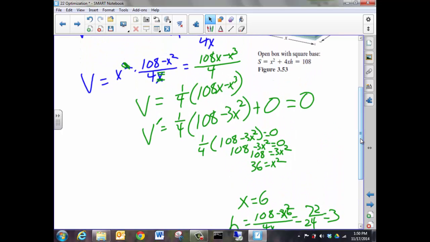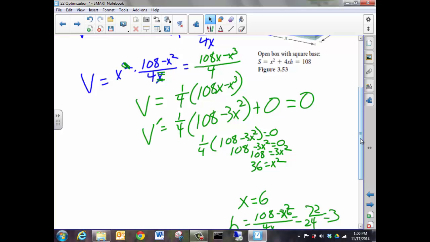Ooh, big question. Who remembers another way to determine that this is a max without doing a sign line? Second derivative. What's the second derivative of this thing? Can anybody tell me the second derivative of this by inspection? Just by looking at it? Yeah, you can. What's going to be the derivative of this thing here? Negative 6x. And when I put 6 into negative 6x, is it positive or negative? Negative. If it's negative, that means it is concave down. Therefore, it's a max. Okay?